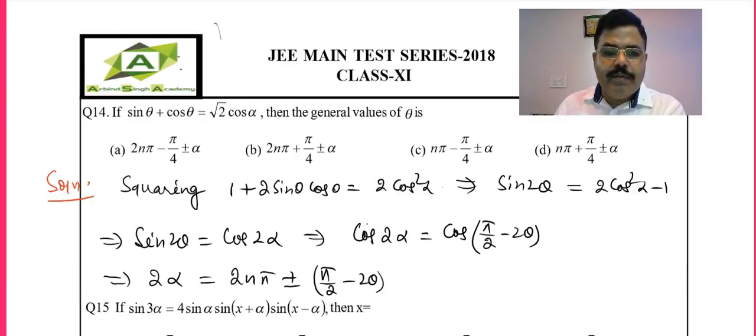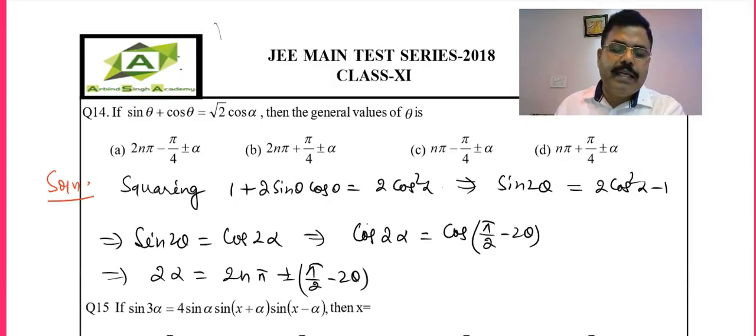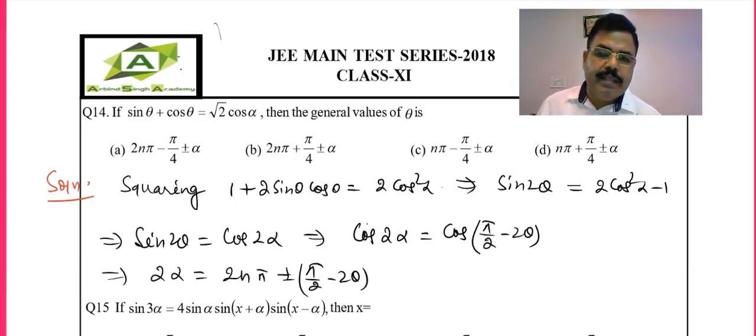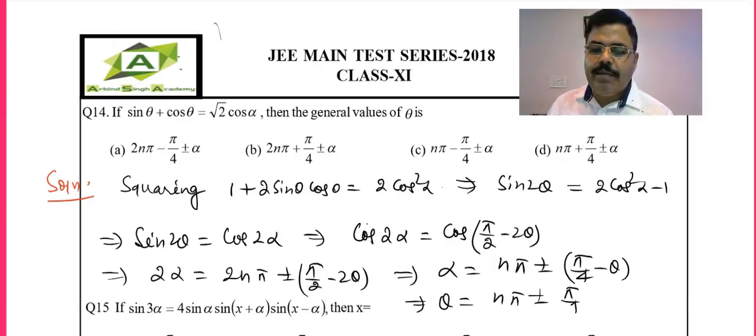And now, if I divide throughout by 2, it will be better to write here like this, sorry, because we have to calculate theta now. So it will be better to go ahead with this. Yes, we can write here, no problem. 2 alpha is equal to 2n pi plus minus (pi by 2 minus 2 theta). If I cancel this theta, then what will happen? This will remain this side and it will be alpha is equal to n pi plus minus pi by 4 minus theta. So alpha will come this side, plus minus, and theta will come this side. So therefore, definitely theta will be n pi plus minus pi by 4 minus alpha.